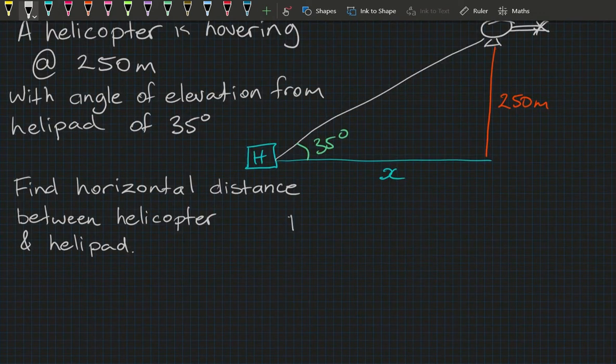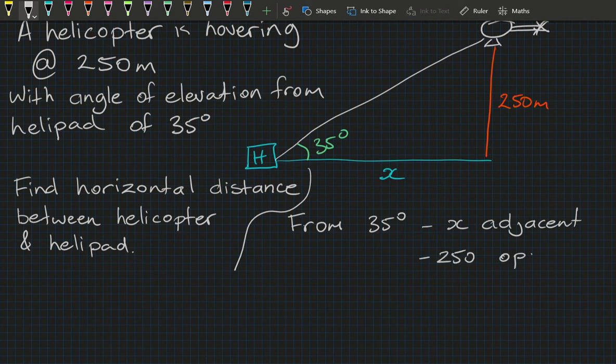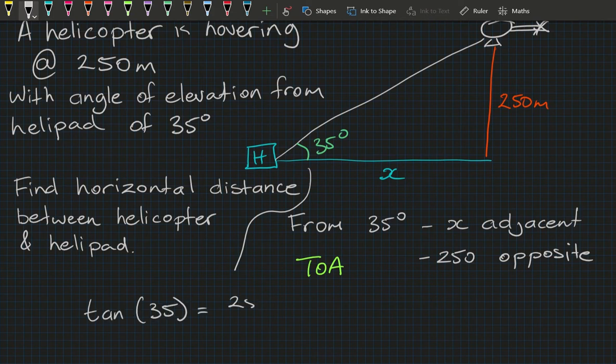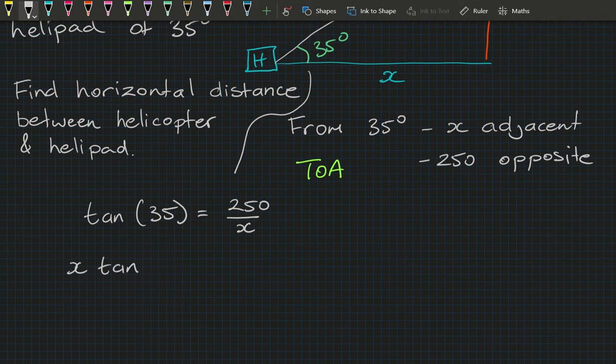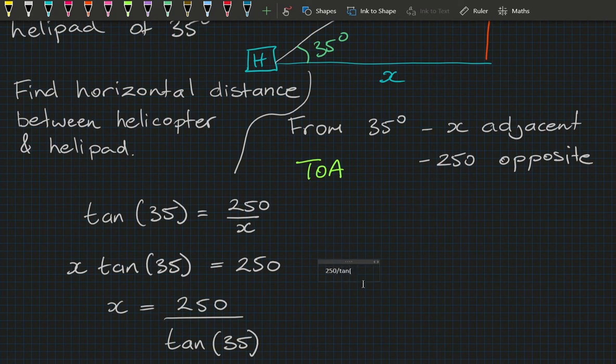Looking at this triangle, from the angle 35, x is adjacent and 250 is opposite. Therefore, we use TOA, i.e. tan of 35 is going to equal 250 over x. Then with two simple steps, we end up with x is equal to 250 divided by tan of 35. And this is definitely a calculator problem.